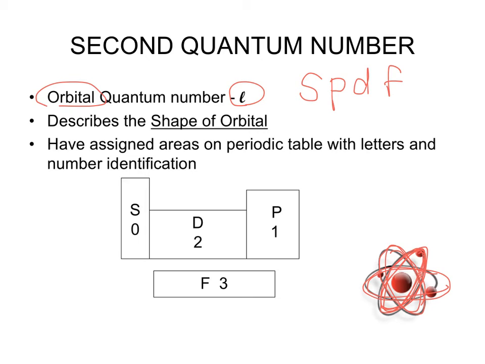And we are going to focus not on the letters this time. We'll need the letters eventually here soon. But for now, we're going to focus on the numbers that are assigned with it. So the S gets a 0, the P gets a 1, the D gets a 2, and the F gets a 3. These orbital shapes have assigned areas on the periodic table. And you can see in this brief graphic down here that the first 2 columns are assigned S, the last 6 columns are assigned P, the transitions are assigned D, and the bottom lanthanides and actinides are assigned F.